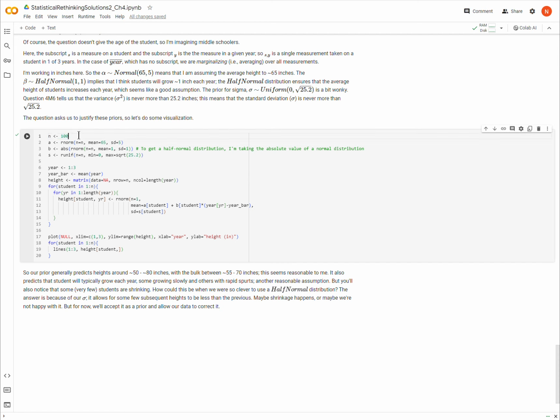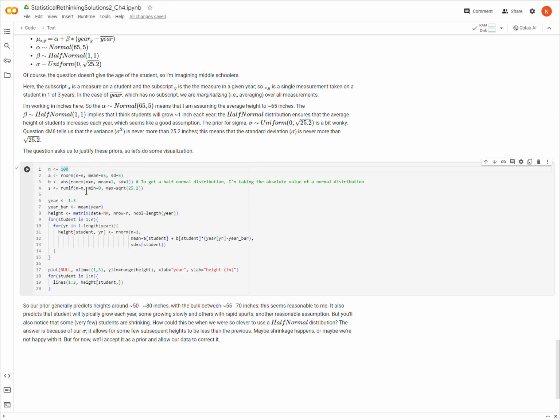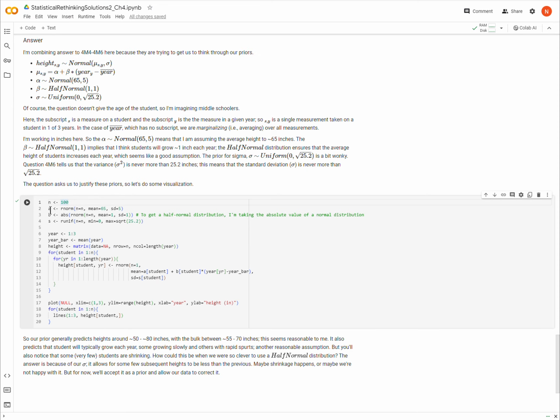So we're going to simulate 100 students, but you could do however many you wanted. And I'm just going to put in my prior distributions that the model actually contains, right? So I have a prior for alpha. Prior for alpha is normal, 65.5. Okay, that's what we have here. Then I have my growth rate beta. It's a half normal distribution, 1, so I have my normal distribution, and I'm taking the absolute value of that to again make sure that I'm not allowing students to shrink over time.